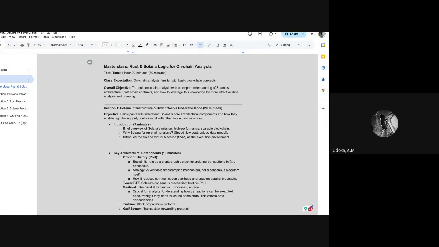So the overall objective is to equip on-chain analysts with a deeper understanding of Solana's architecture and smart contracts, and how to leverage this knowledge for more effective data analyzing and querying. So this is what I came up with. Now, I was given some very focused points to ensure I cover. The first learning outcome includes that you would have a full grasp of the SVM execution model, understanding programs, accounts, and instructions on SVM. So if you don't know, SVM is basically Solana Virtual Machine.